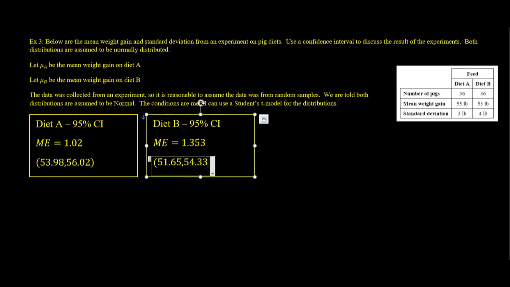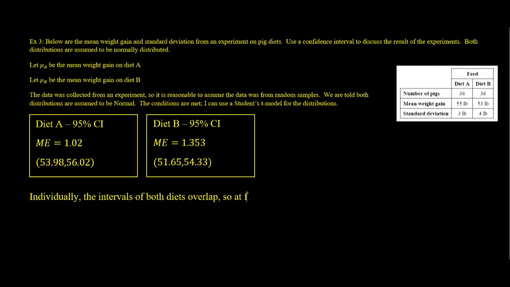So we've looked at those individually, and it looks like their confidence intervals overlap. So maybe there's not a difference between the diets. Individually, the intervals of both diets overlap. So at first glance, it appears there is no evidence that there is a difference between the weight gain of the diets.